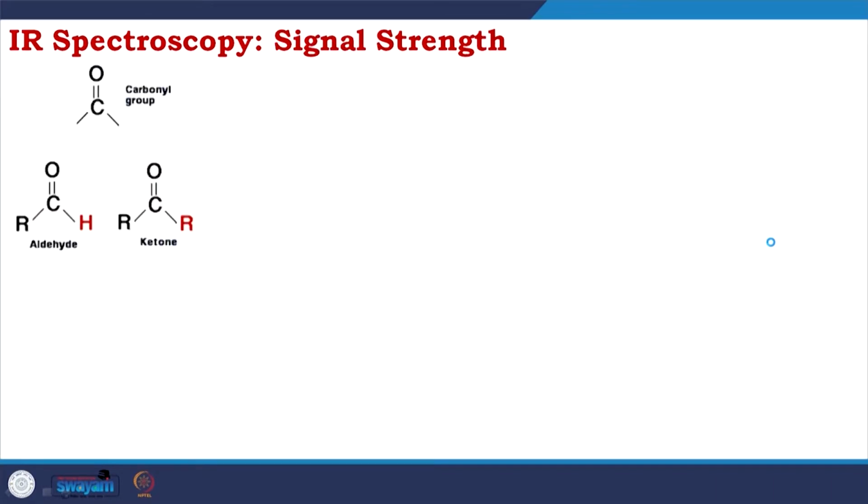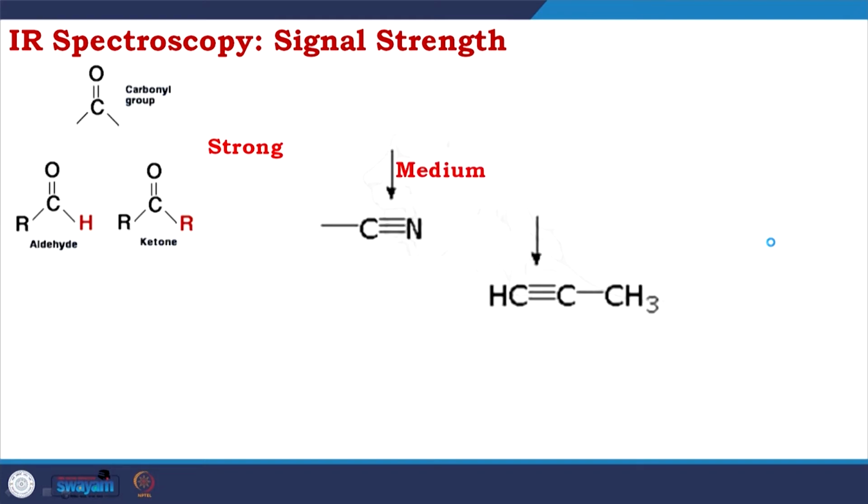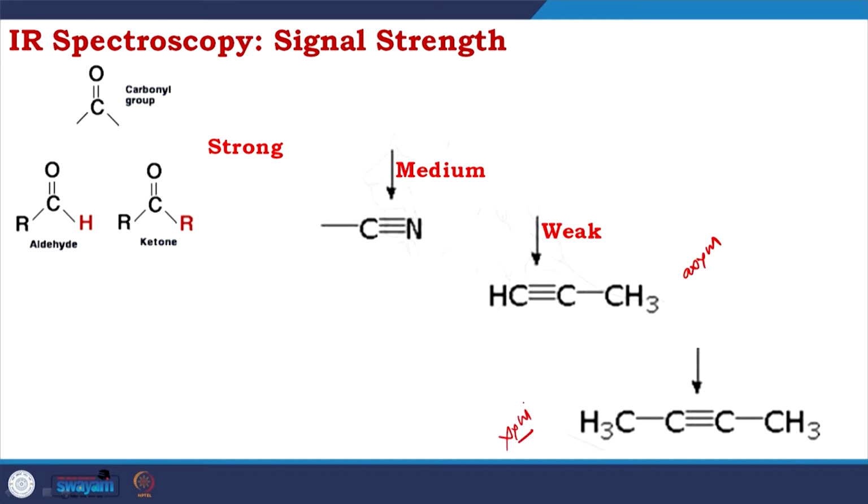Signal strength to the molecule: if you look at the carbonyl group, aldehyde and ketone, these are strong. If you look at C triple bond N, they are medium. If you look at C triple bond C, they are weak. And if you look at C triple bond C with a methyl group on both sides, this is asymmetric, this is symmetric. So, there is no observable band in IR spectroscopy, not any one we will talk about. IR spectroscopy band shapes.